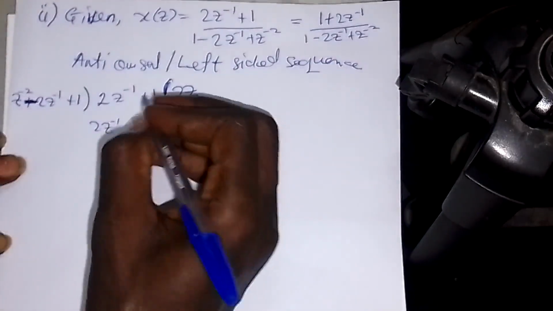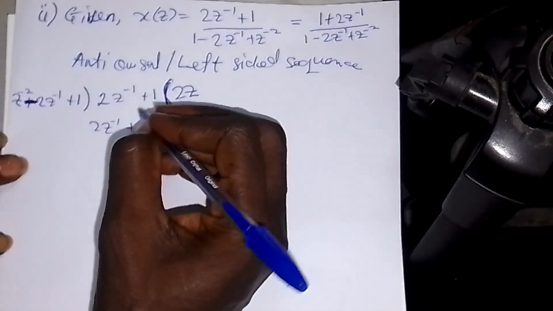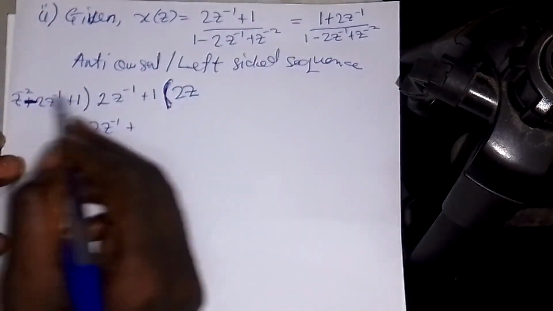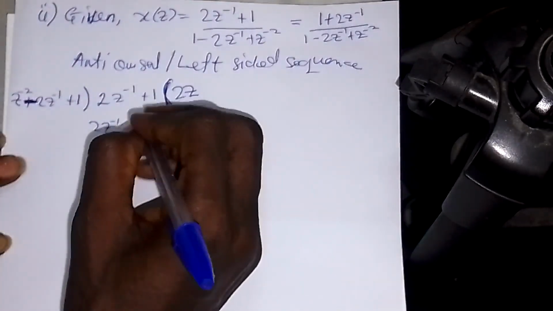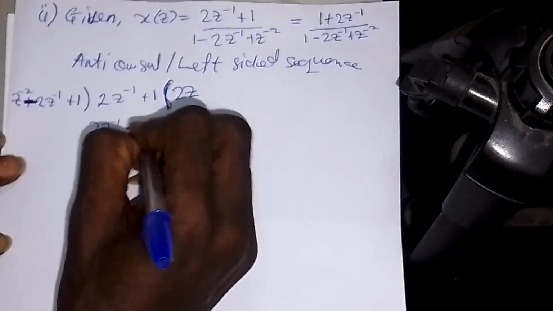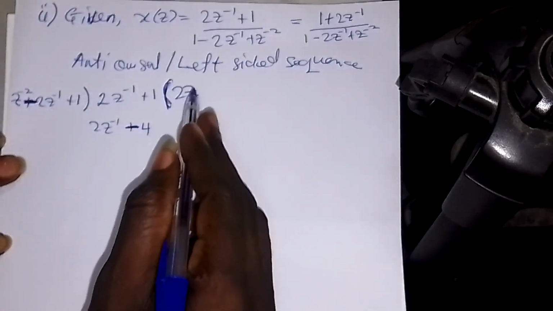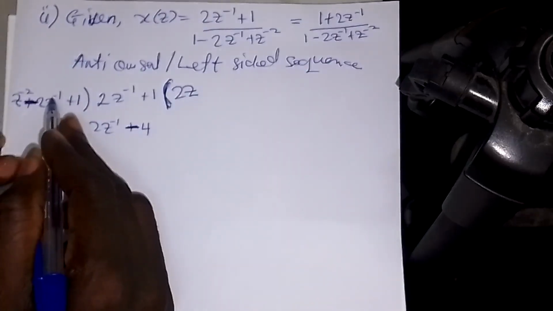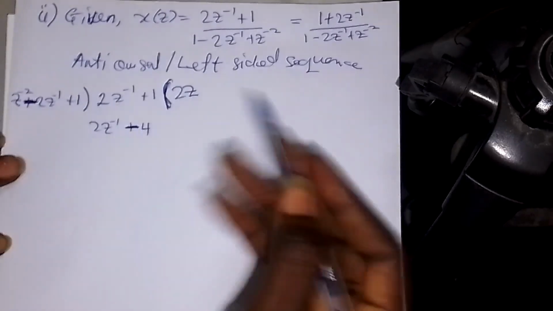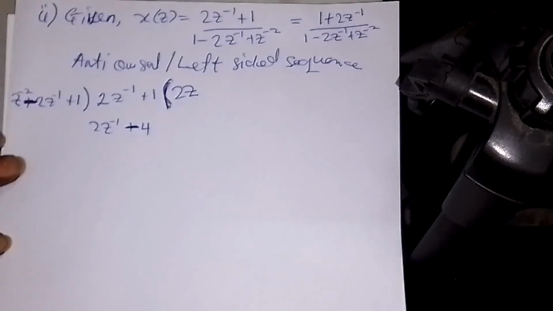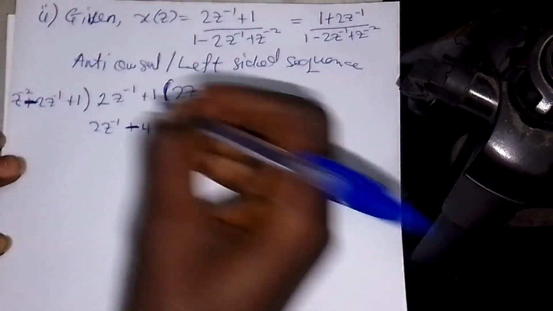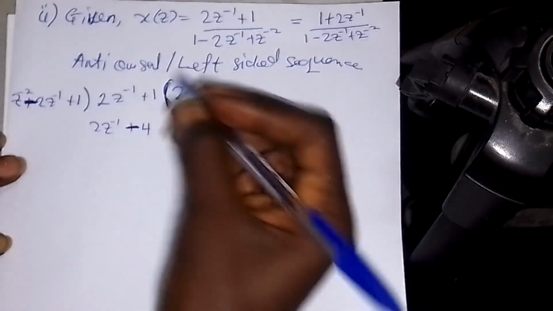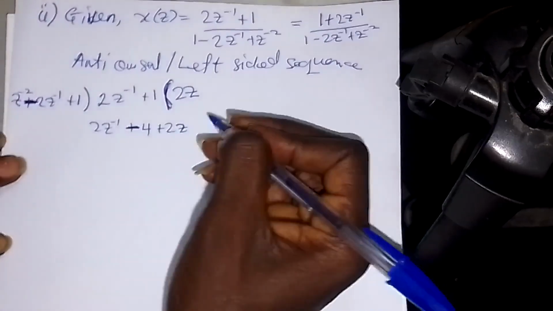Then this one times this one, what will I get? Here I'll get 4. And this time it will give me minus 4. Sorry, it will be minus 4. Then the exponents, here is exponent 1, here is exponent minus 1, so here is also exponent minus 1. So I'll get just positive 4. Now this one times this one, I'll get 2 plus 2z.